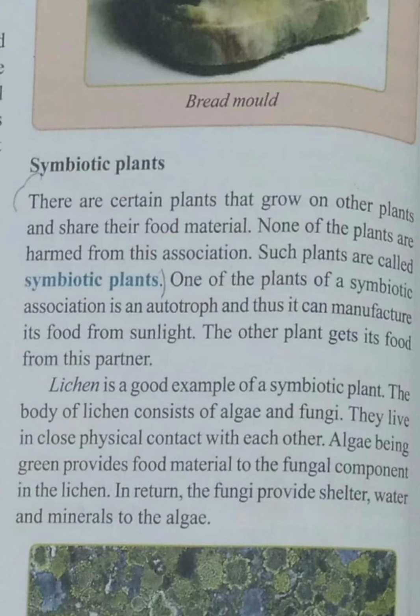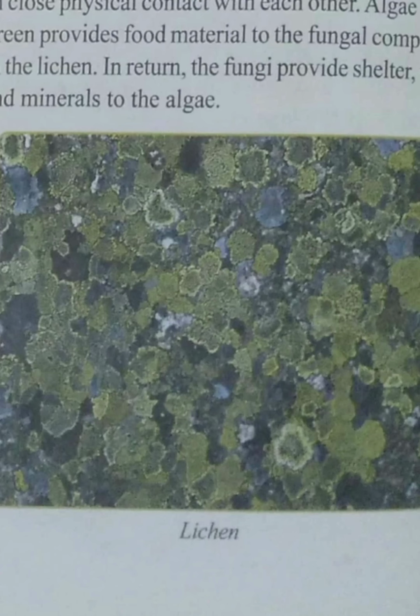Lichen is a good example of a symbiotic plant. The body of lichen consists of algae and fungi. They live in close physical contact with each other. Algae, being green, provide food material to the fungal component in the lichen. In return, the fungi provide shelter, water, and minerals to algae. Here you can see the lichen.